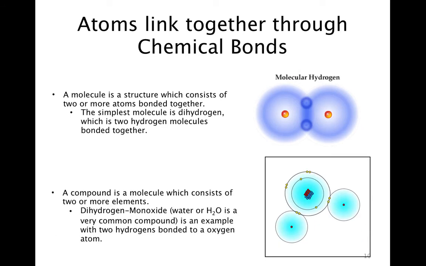Now, a compound is a type of molecule which consists of two or more elements, dihydrogen monoxide, or water, or H2O. A very common compound consists of two hydrogens bonded to an oxygen, so it consists of two different types of elements. Another simple compound is a sugar molecule, C6H12O6, 6 carbons, 12 hydrogens, 6 oxygens. That's a sugar, that's a glucose or a fructose, and they consist of 3 different types of elements bonded together.